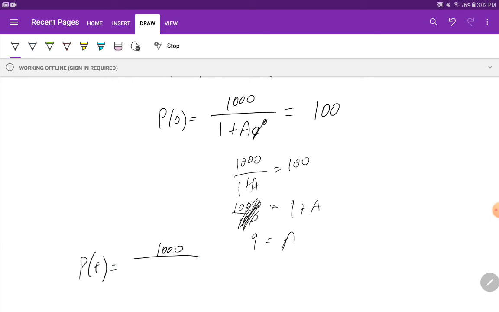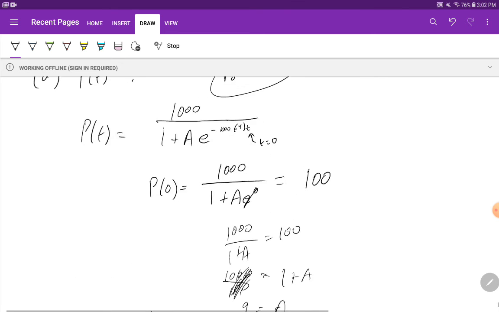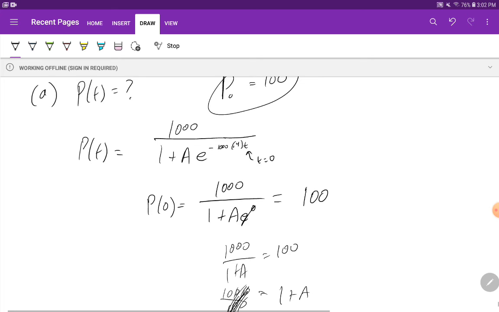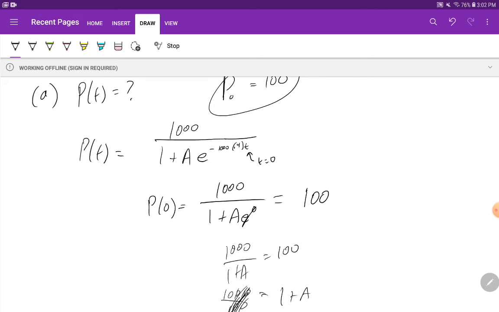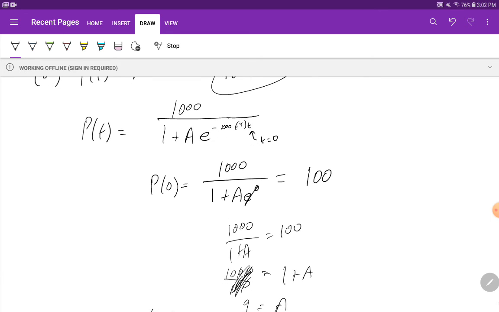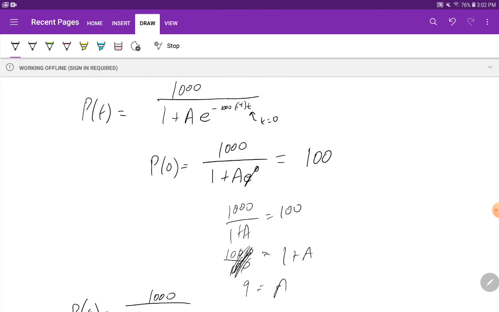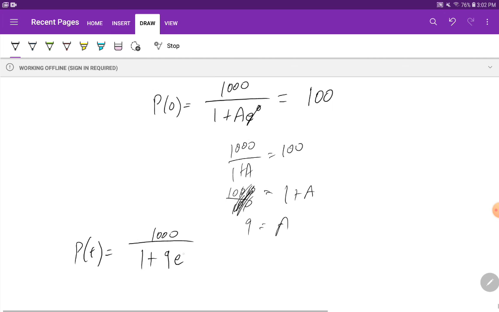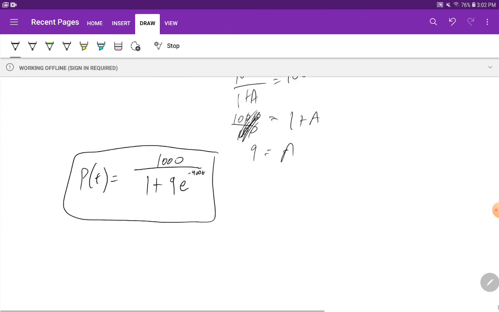It's 1,000 over 1 plus 9 e to the, what is it, negative 1,000 times 0.4. Oh my gosh. So that's 1, 2, 3, so 400t? Did I say that right? So 1,000, so 1, 2, 3, yeah. So negative 400t. And that's it. That's your P(t).